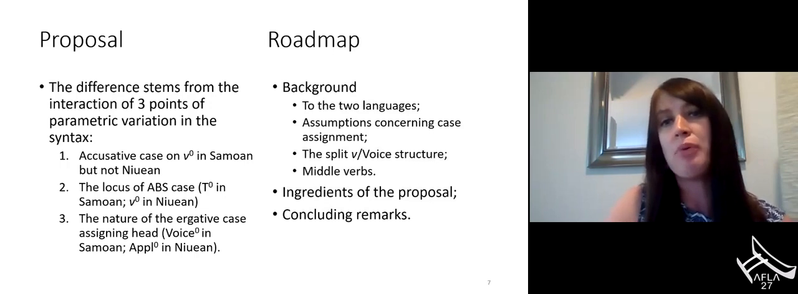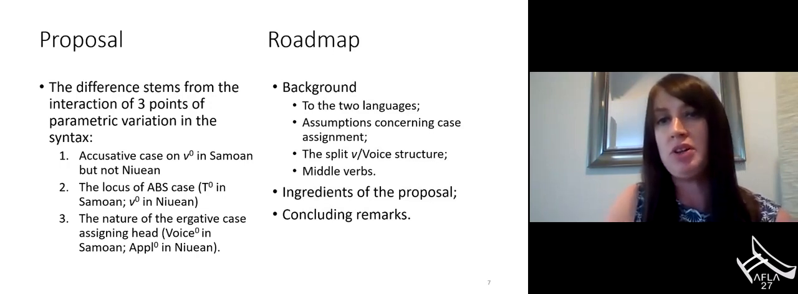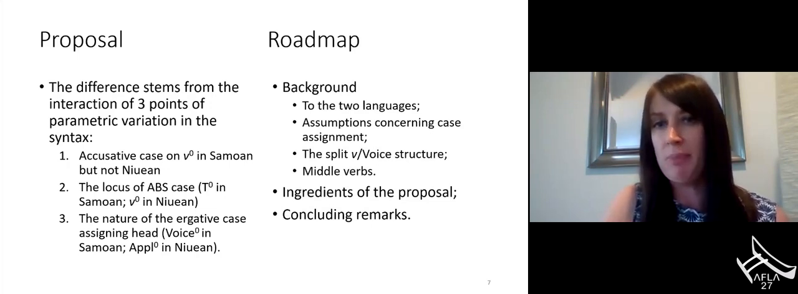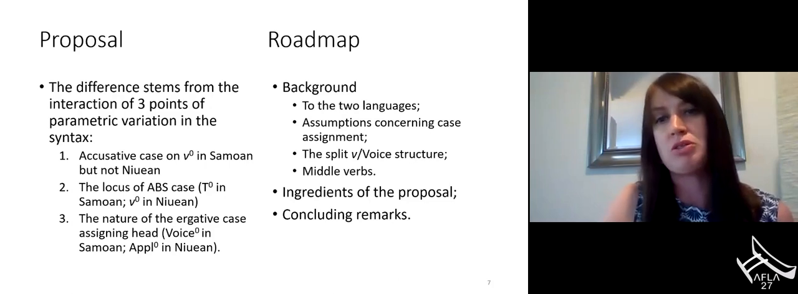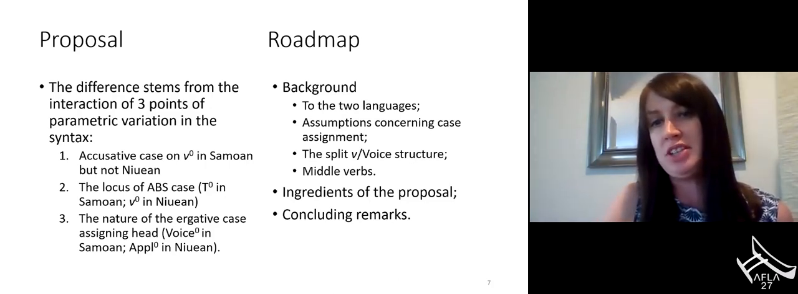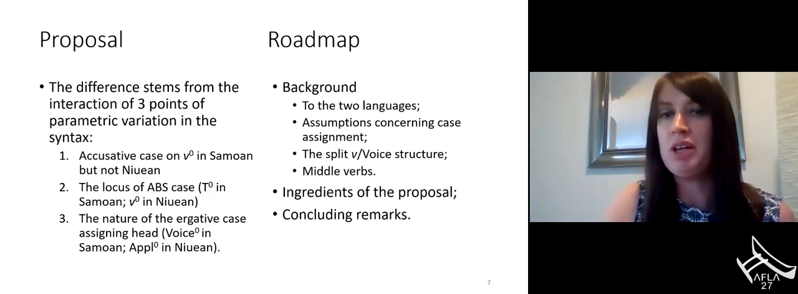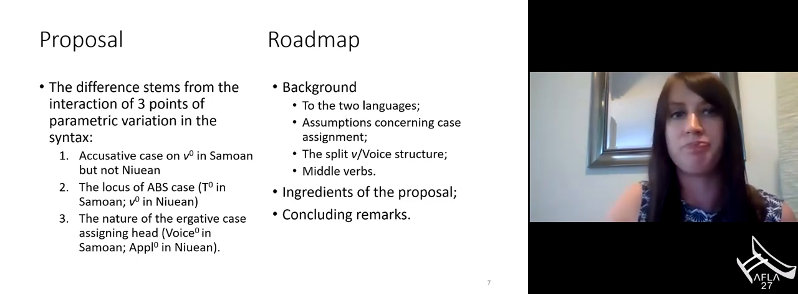So, a quick roadmap: we're going to start by giving a background to the two languages and to our assumptions concerning case assignment. We'll then talk about the split v in voice structure, which is an extension of the structure that I showed right at the beginning in the tree in 1. We're then going to talk about middle verbs, which instantiate a type of split ergative patterning. We'll then go through the ingredients of the proposal, and then we'll conclude.